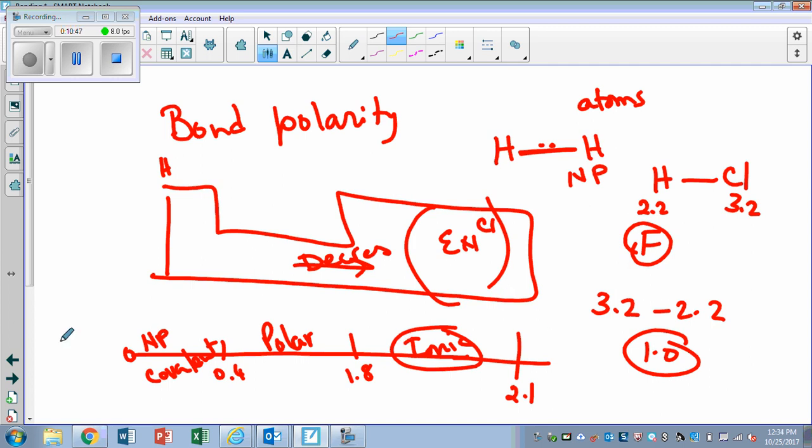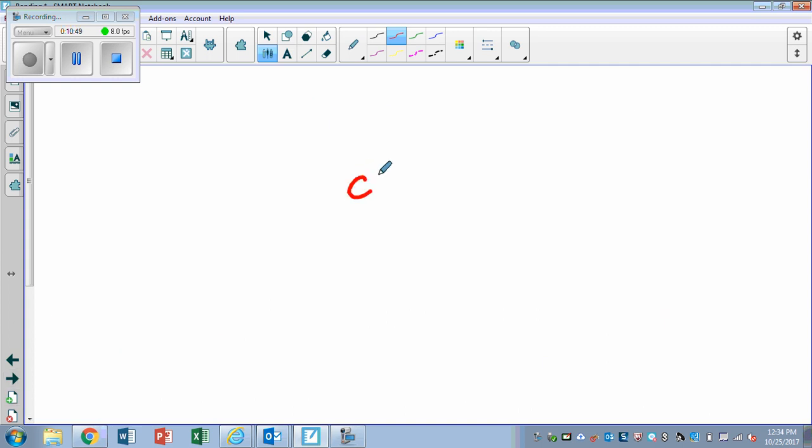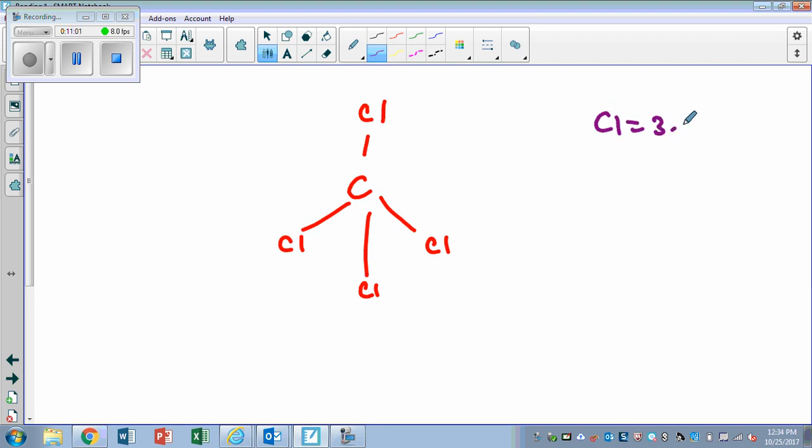So let's do another example, CCl4. I have CCl4, carbon and chlorine bonds. Chlorine's electronegativity is, as I just said, 3.2, and carbon is 2.6. So if I get the difference, it is 0.6. So that means it is polar.